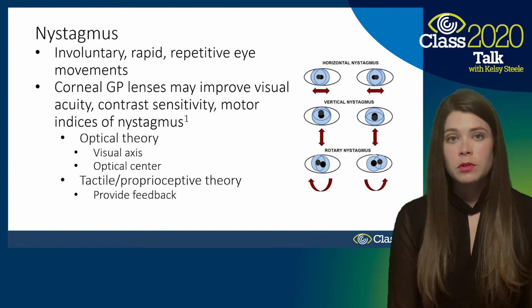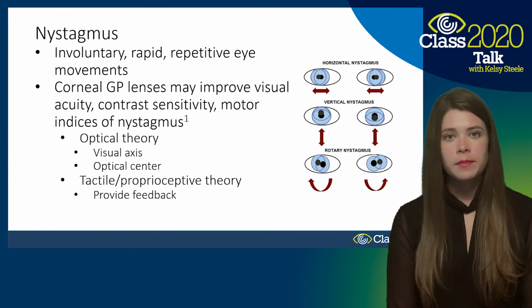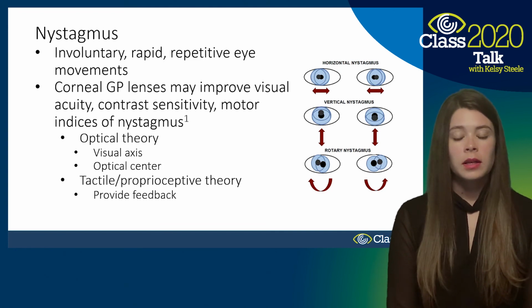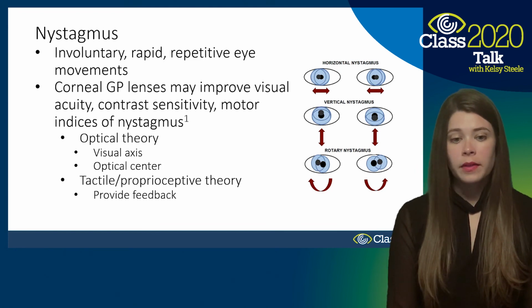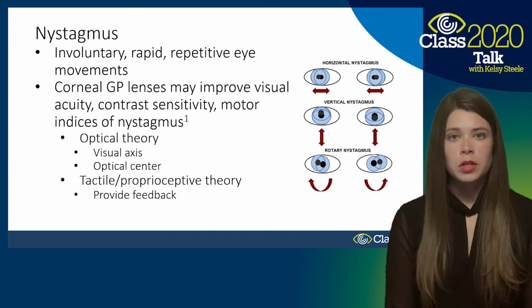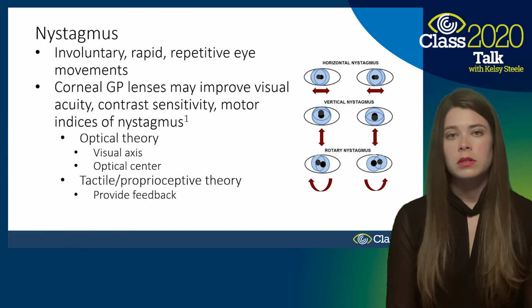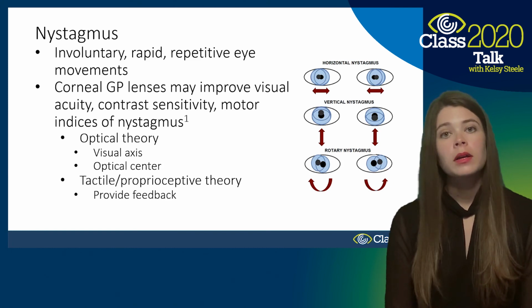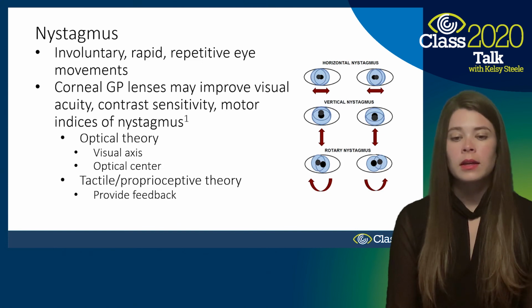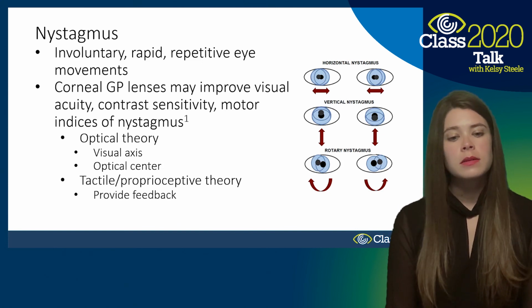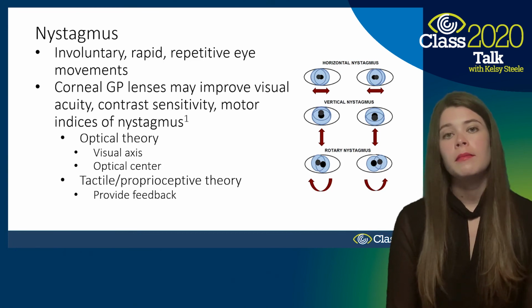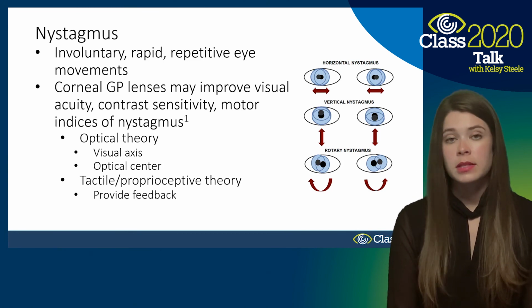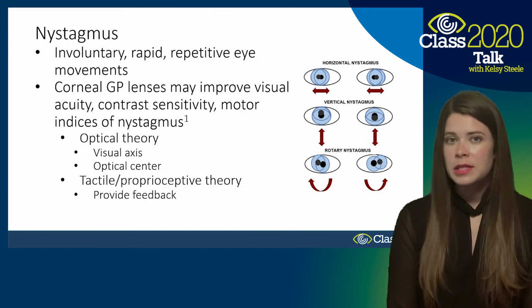So nystagmus, which we briefly talked about with achromatopsia, is an involuntary, rapid, repetitive eye movement. There's some literature out there that supports using corneal GP lenses for these patients to improve their visual outcome, improve the contrast sensitivity, as well as decrease some of the motor indices of nystagmus, meaning the frequency and the magnitude of the eye movements that you see. There are a couple theories behind that.